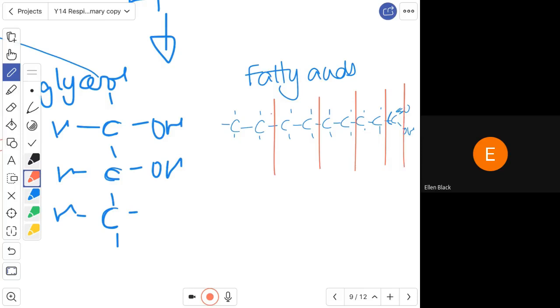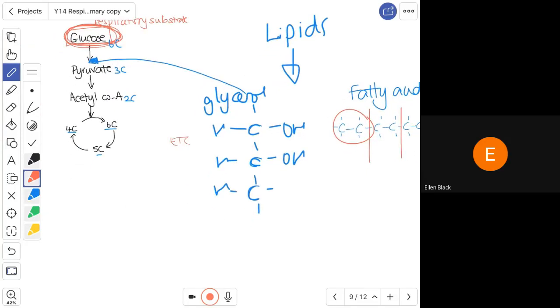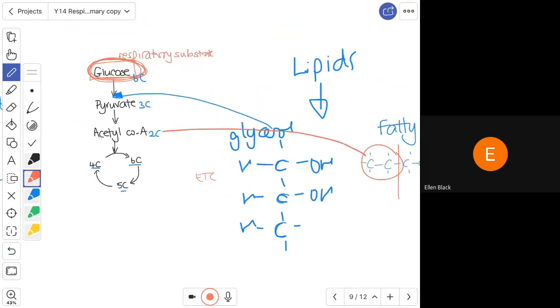So each of those 2 carbons, well, where is there anything with 2 carbons? Over here. They join at the acetyl coenzyme stage, and they will then go through this bit here. The glycerol goes there and goes around there.